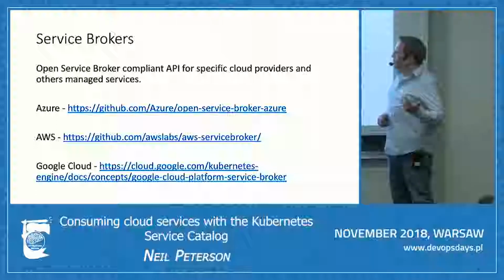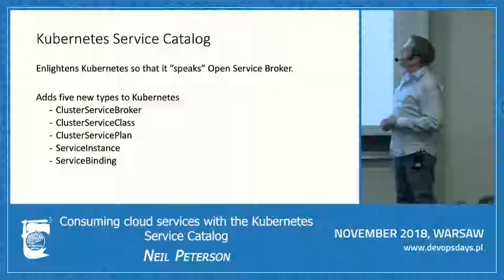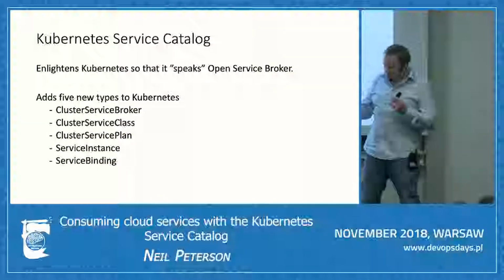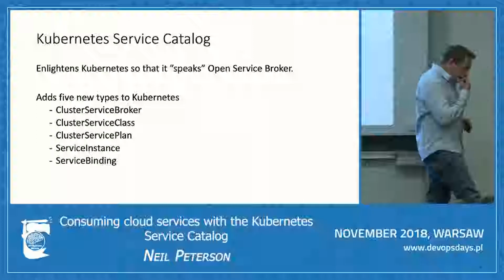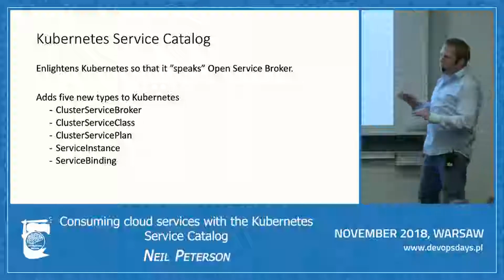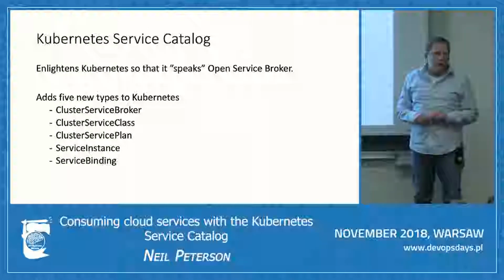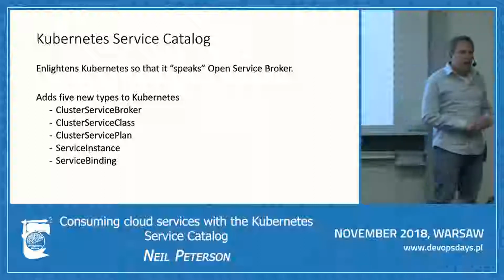So we've defined what an Open Service Broker compatible or compliant API is. We've got some links to them. So then, okay, but what about Kubernetes and Service Catalog? What exactly is Service Catalog? Out of the box, Kubernetes doesn't understand how to interface with an Open Service Broker compliant API. And that's what Service Catalog is.